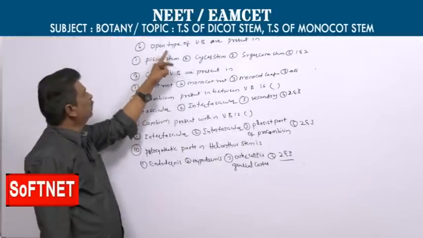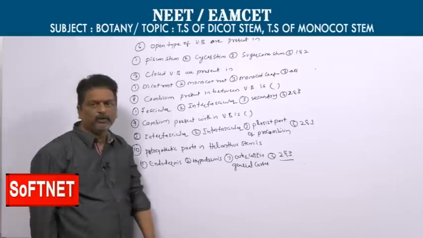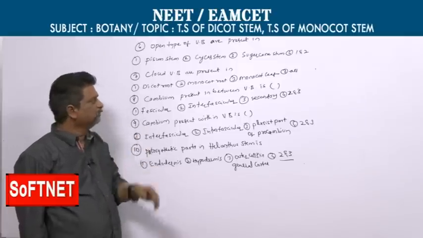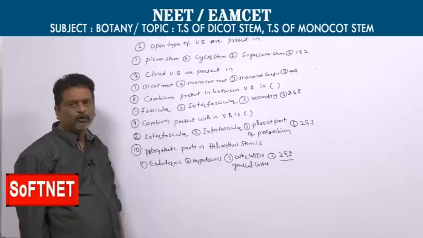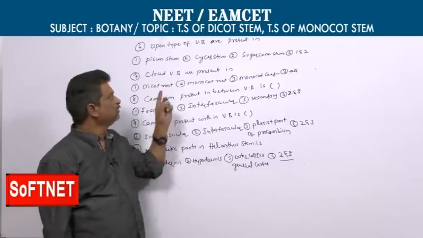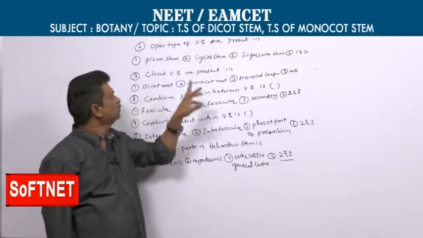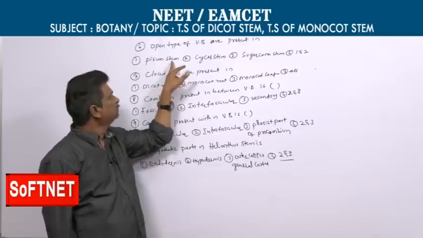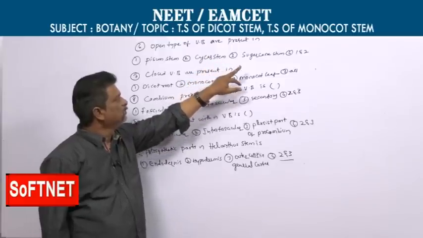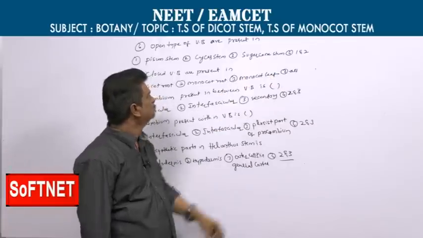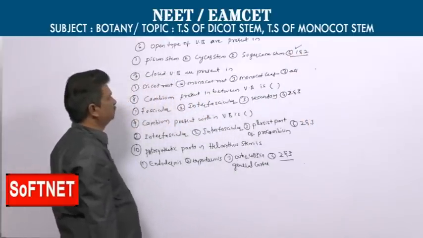Next question, open type of vascular bundles present in. What is open type? Open type of vascular bundles means if cambium is present in between xylem and phloem, it is called open type. So, open type of vascular bundles is present in dicot stem and gymnosperms. So, your answer: Pisum stem, it is dicot; Cycas stem, it is gymnosperm; sugarcane stem, it is monocot. So, the answer is 1 and 2, Pisum stem and Cycas stem.